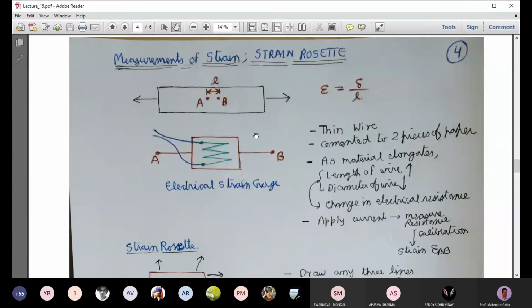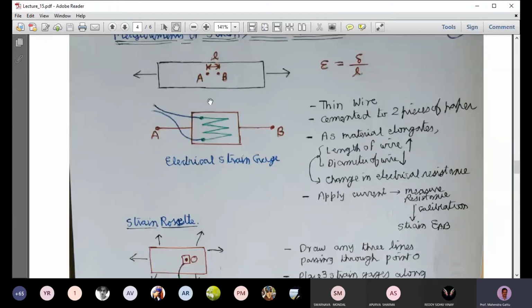Okay, so we'll discuss measurement of strains using an electrical strain gauge, and measurement of the actual state of strain at a point using a strain rosette. Suppose this is a rod and we have applied some forces on the rod. We can identify two points on this rod, denoted by the letters A and B. These are the gauge points, and the initial length between them is L.